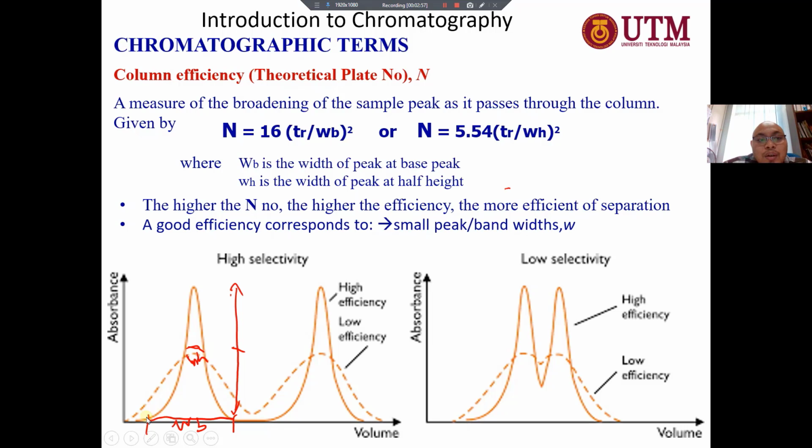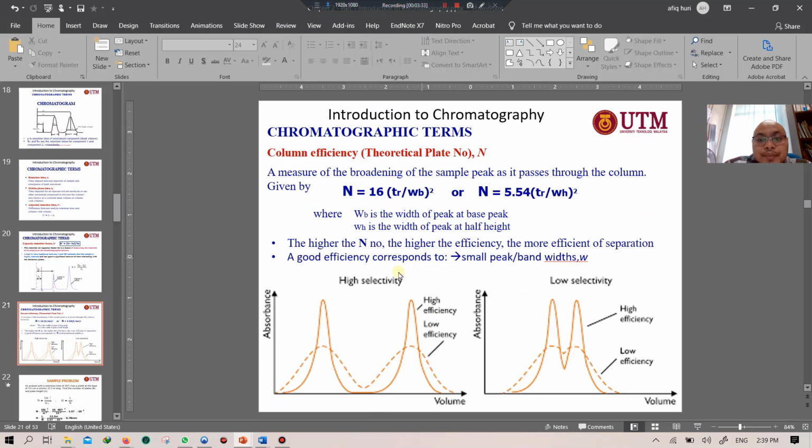When your column has very good efficiency, the peak will not broaden. The peak becomes sharper, and when it becomes sharper, the height of the peak will increase much compared to one with low efficiency. Then it will help the sensitivity of analysis. Okay. So where is the importance of having very good efficiency?